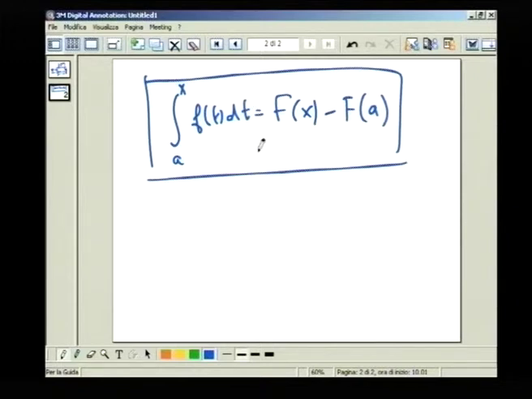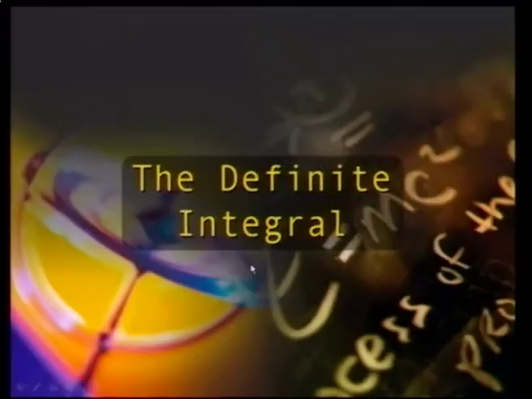But then there is a major drawback. The drawback is that f has to be continuous, or at least have an antiderivative, and this is the major drawback of the fundamental theorem. So from there on, Riemann intervened with his approach to the definite integral, and this is the subject of this lesson.